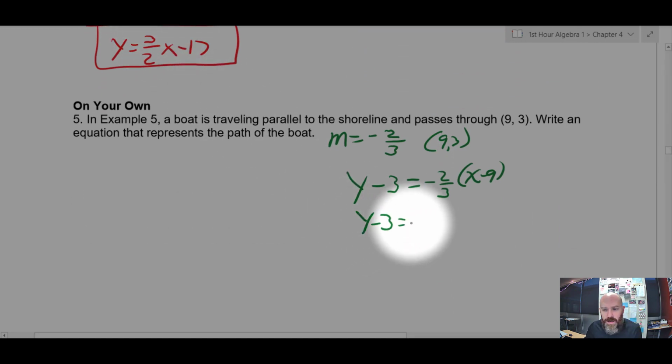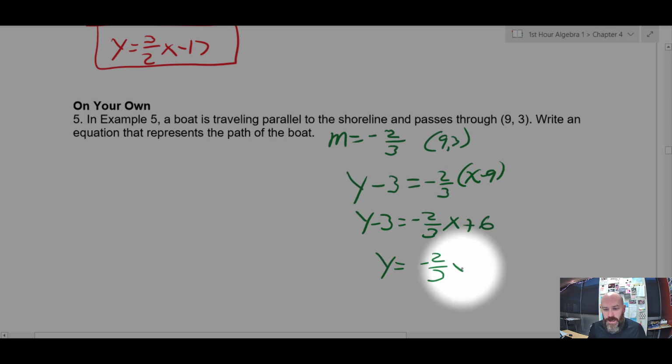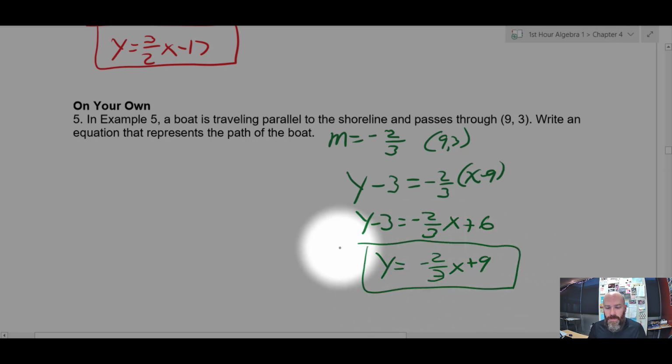Y minus 3 equals negative 2/3 x. If you multiply this, it's going to be a plus, and that's going to be a 6. Add 3 to both sides, and you get y equals negative 2/3 x plus 9. All right, there you go. So if you did that one on your own, you can check those answers.